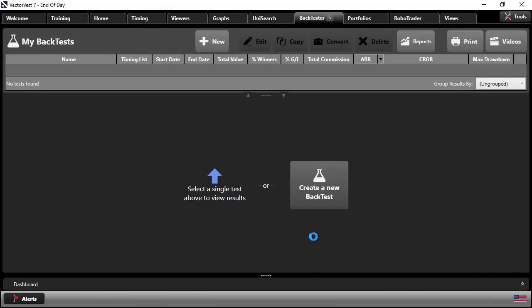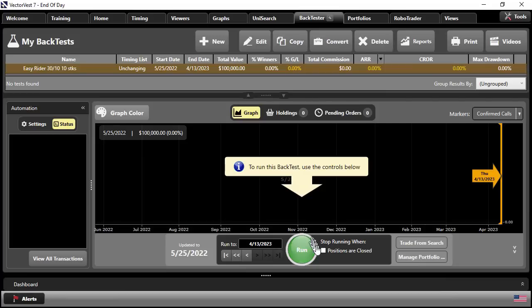It's reminding me that I'm in a manual mode, which is fine. And now I've created the backtest. We're sitting at May 25th. Currently, with our date line all the way here to 4:13, it's set up to run to current. So if I hit the run button, it would do the same thing as that automated test.